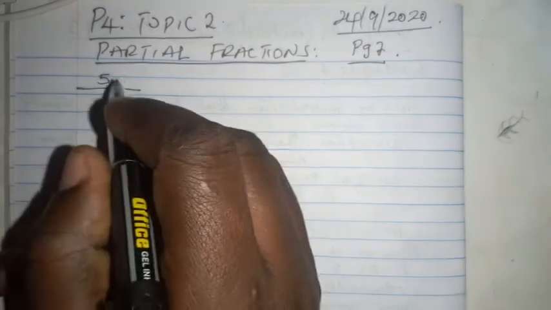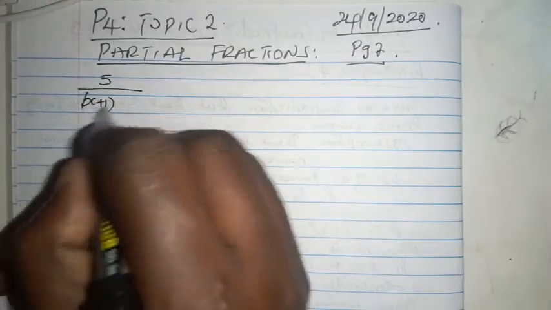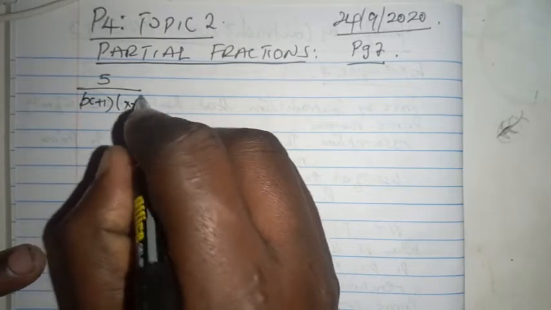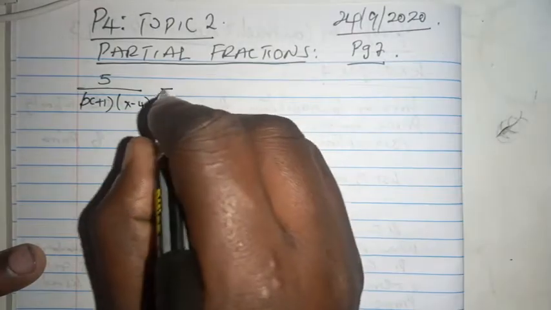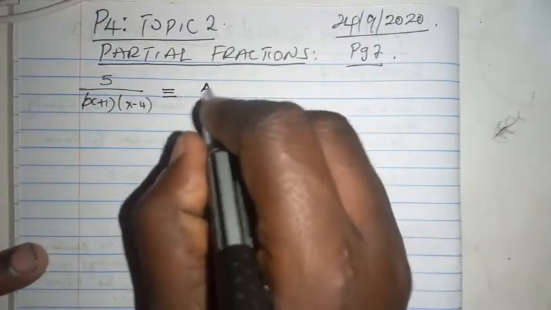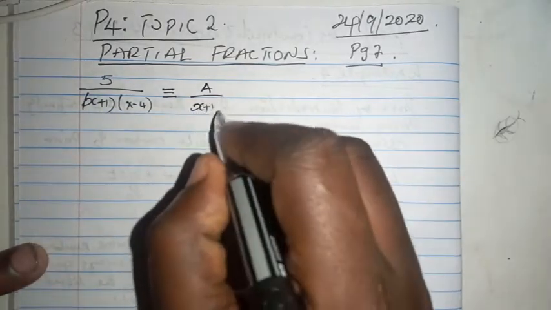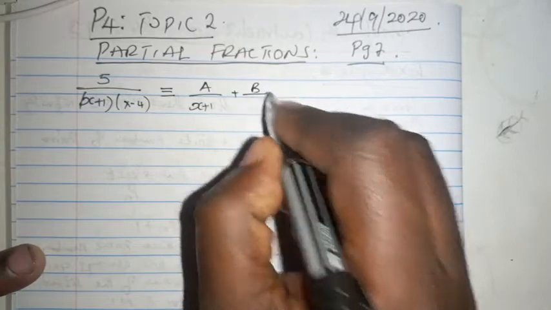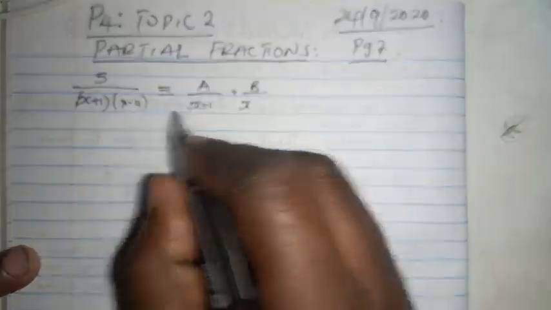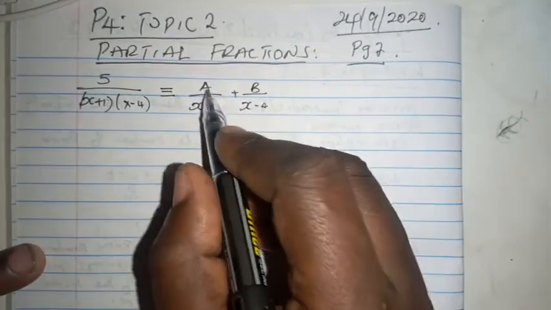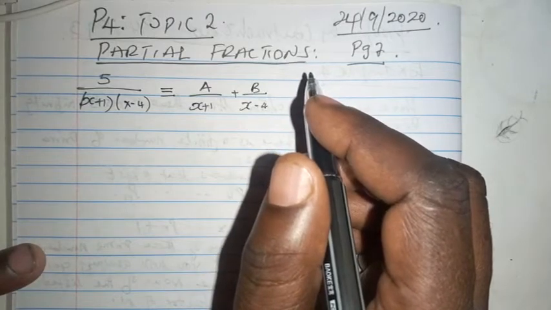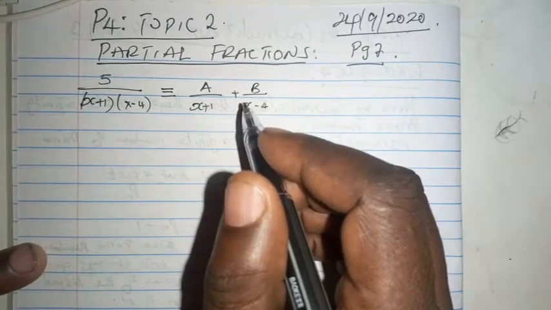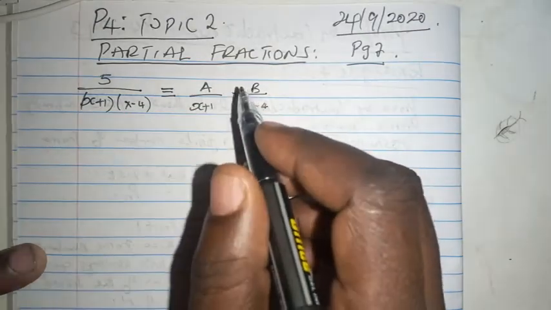For example, if we have 5 over x plus 1 multiplied by x minus 4, these are linear factors at the denominator. This can be expressed as a over a single denominator, x plus 1, plus b over the other denominator, where a and b are constants to be found. The expression is rewritten as the sum of two partial fractions, the way you can see it.